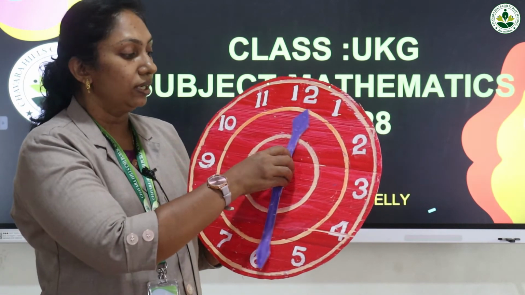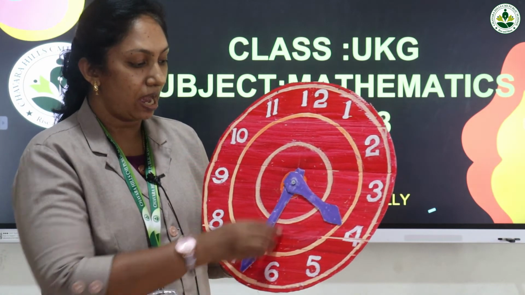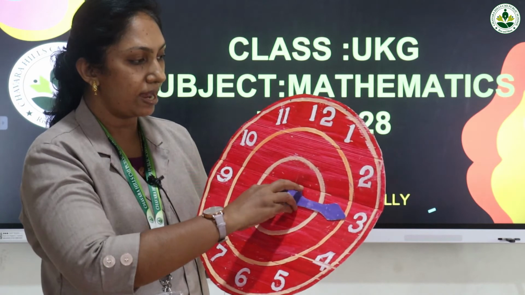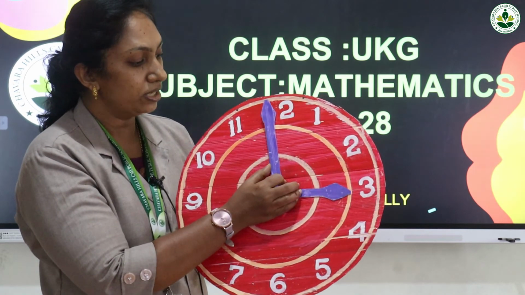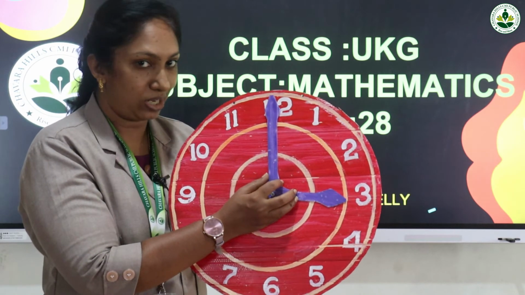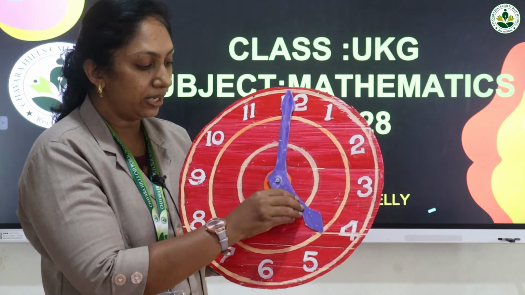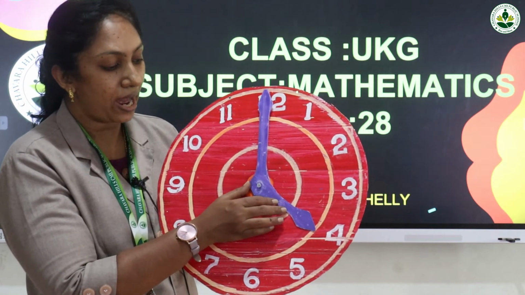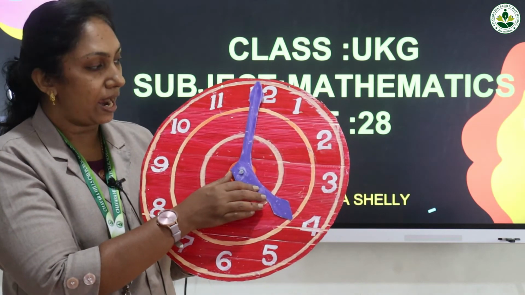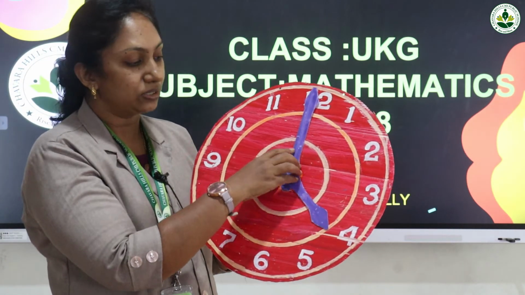So see, the short hand will be on 3 and the long hand will be on 12. Okay, so now the time is 3 o'clock. Okay, suppose the time is 4 o'clock. Okay, now see, the short hand on 4 and the bigger hand on 12. Okay, so it is like that.